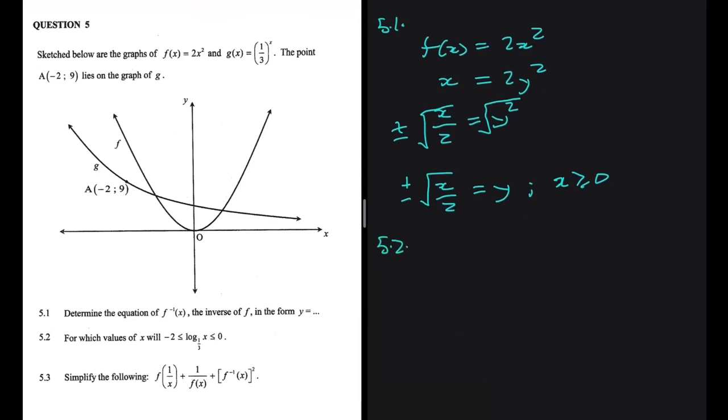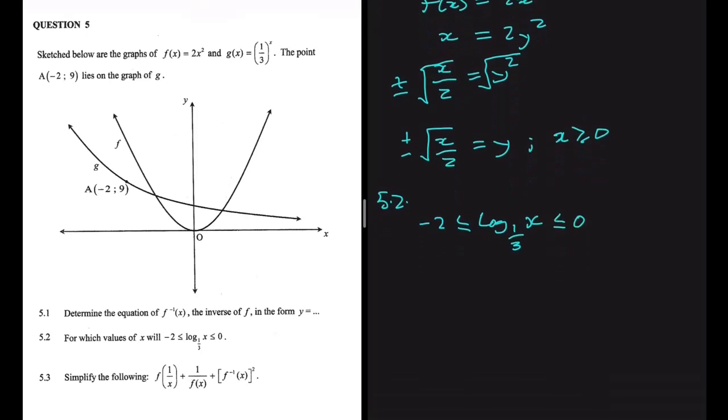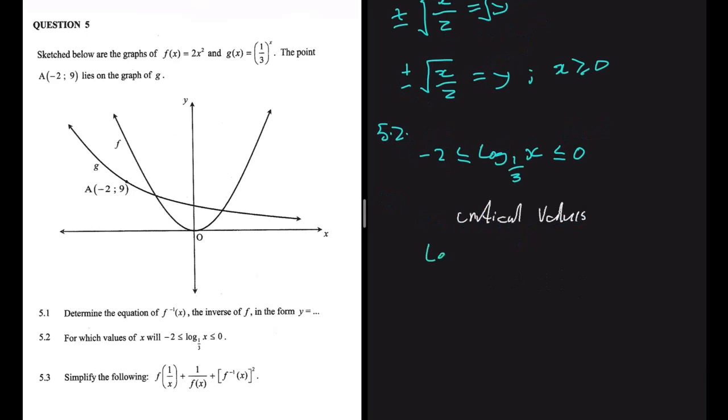So 5.2 is saying that for which values of x will minus 2 be less than or equal to log of x base a third, and still have that being less than 0, right? So let's go ahead and find our critical values. So we can say that log of x base a third is equal to minus 2. So let's go ahead and solve this.